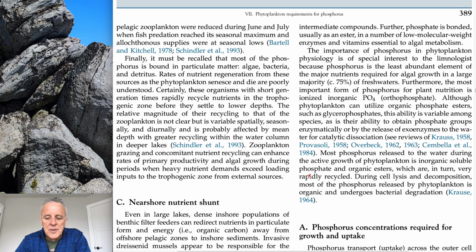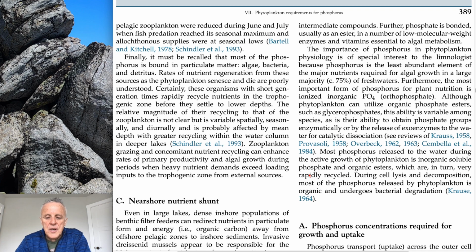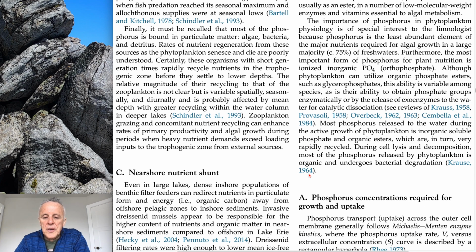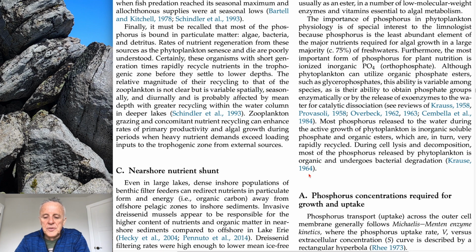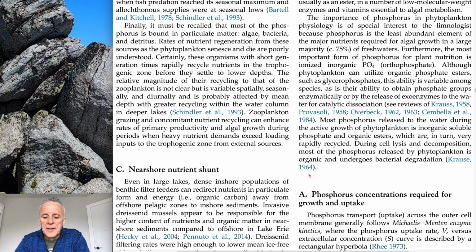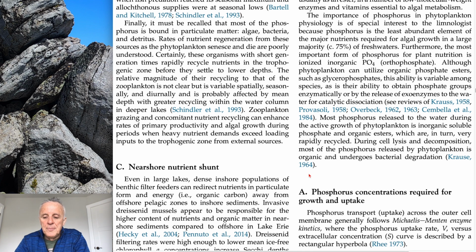Although phytoplankton can utilize organic phosphate esters, such as glycerophosphates, this ability is variable among species, as is their ability to obtain phosphate groups enzymatically or by the release of exoenzymes to the water for catalytic dissociation. Most phosphorus released to the water during the active growth of phytoplankton is inorganic soluble phosphate and organic esters, which are in turn very rapidly recycled. During cell lysis and decomposition, most of the phosphorus released by the phytoplankton is organic and undergoes bacterial degradation.